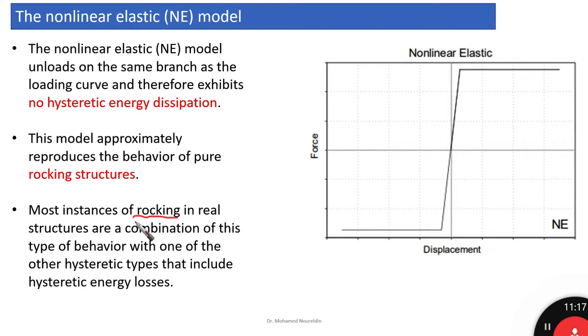Most instances of rocking in real structures are a combination of this type of behavior, which we have already mentioned, with one of the other hysteretic types that we have mentioned before, okay, whether EPP, SD, or strength and stiffness degradation that include hysteretic energy losses. Okay, so this is commonly used for rocking cases or rocking systems like walls, for example.